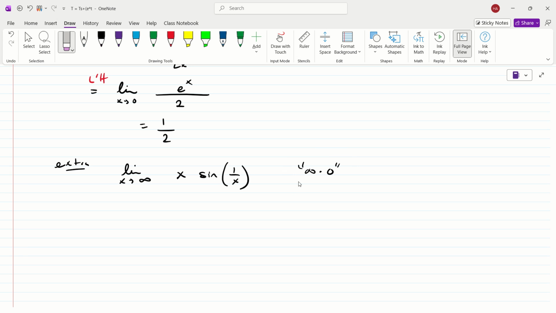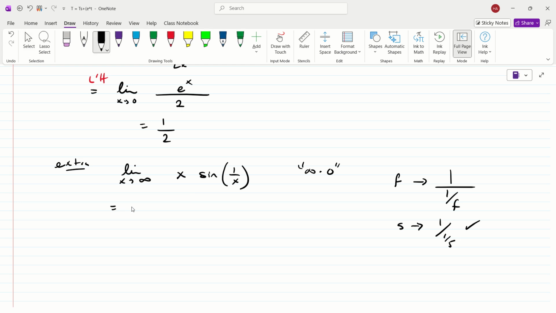Whenever you have 0 times infinity indeterminate forms, you want to take one of these functions and rewrite it as 1 over its reciprocal. So if you have a function, you want to turn that into 1 over that function. If you're talking about a constant, let's say the number 5, would you agree that 5 is equal to 1 over 1 over 5? In fact, it is.